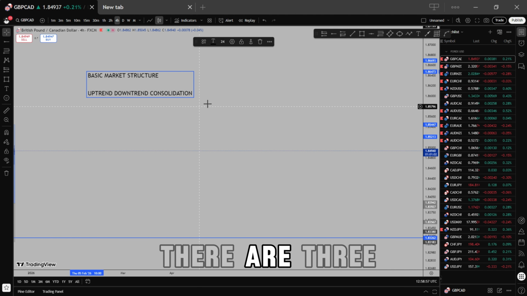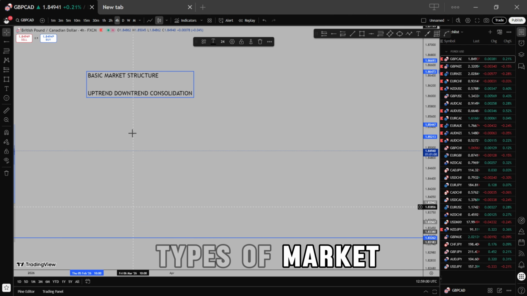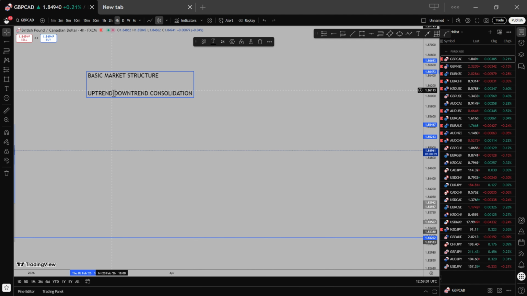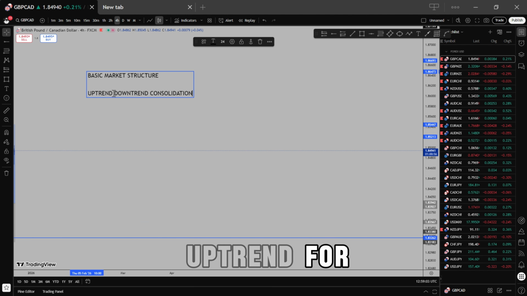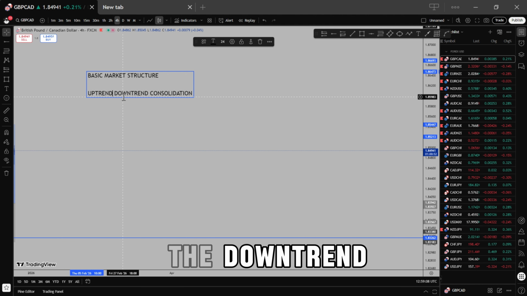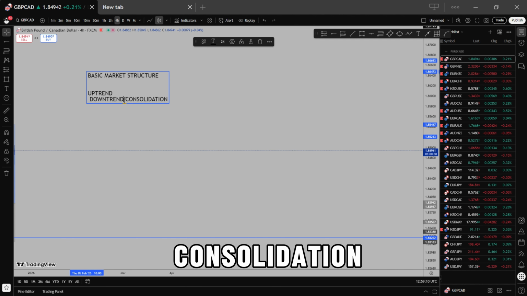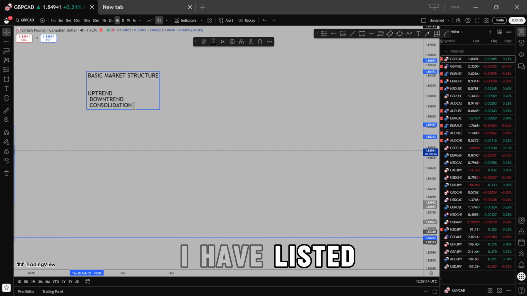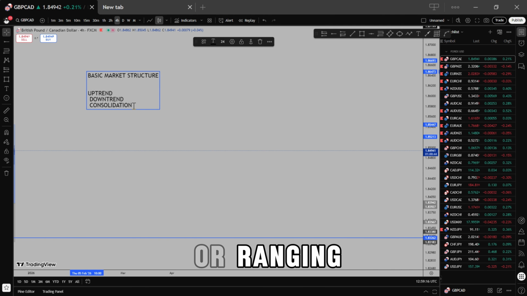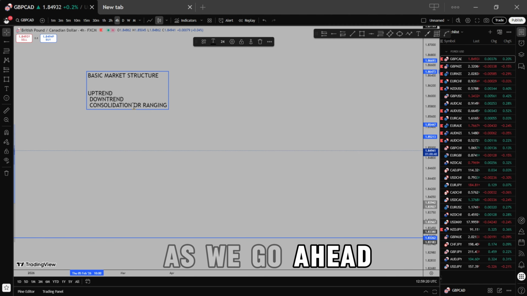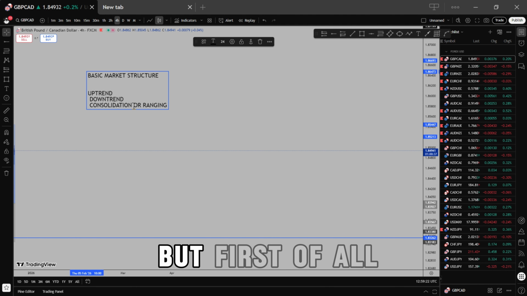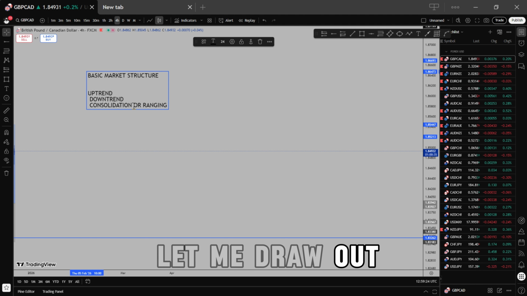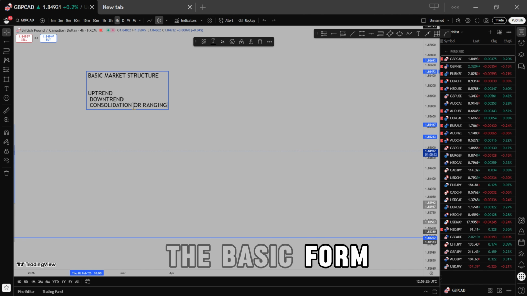And there are three types of basic market structure. For those of you who are still new in the game, there is the uptrend, there is the downtrend, and there is consolidation or ranging market. As we go ahead, I will still show you chart examples. But first of all, let me draw out the basic form.